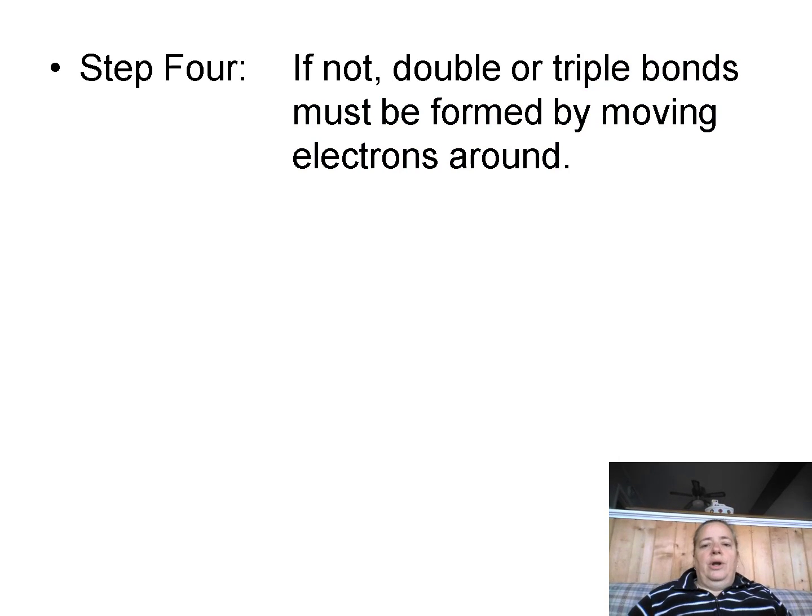So this is step 4. If each one doesn't have 8, so if there's one that has less than 8, then you have to do what we call a double bond or a triple bond, so sharing 4 or sharing 6 electrons. So how you know when to do a double or triple bond is when you count and something doesn't have 8.